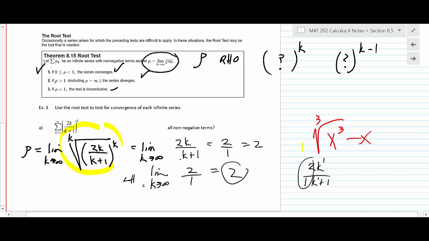So where does that fall in the root test? What would be the result? You're greater than 1, so what do we conclude? It diverges. So therefore, this diverges by the root test. You can just write it that way if you want to: the series diverges by the root test. All right, so that's how you do that. That's a real simple example. Any questions about that? All right, let's do something else with the root test on this next page.